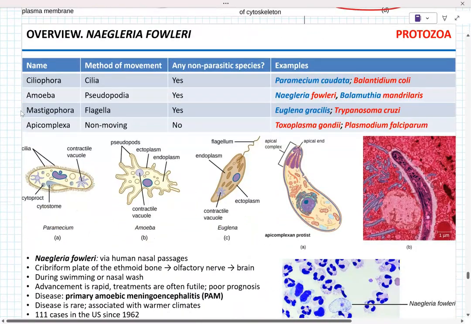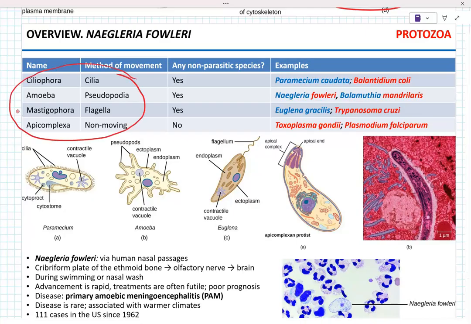So let's chat about some of the pathogens, which is going to finish week 1, and then pop in the lab and do the lab. It's not a lot of time. So first category of eukaryotes, protozoa. You must know this classification. The classification is based on movement. Ciliophora move using cilia. Amoeba move using pseudopodia. Mastigophora use flagella, while apicomplexa can't move at all.